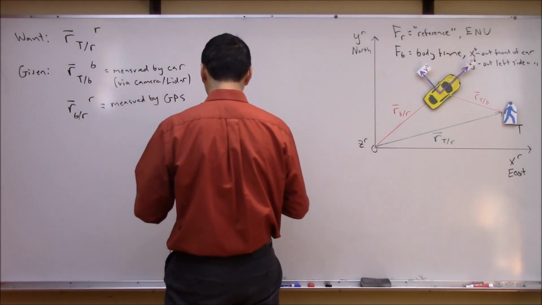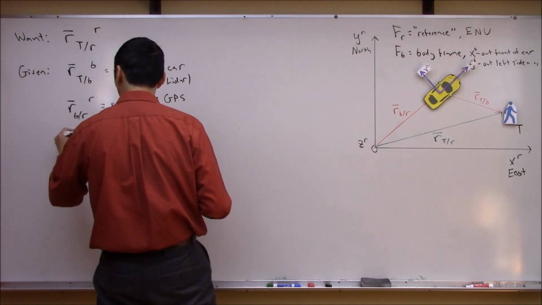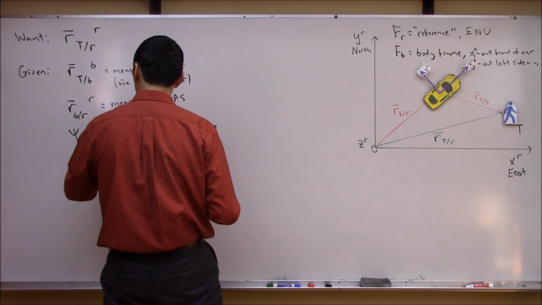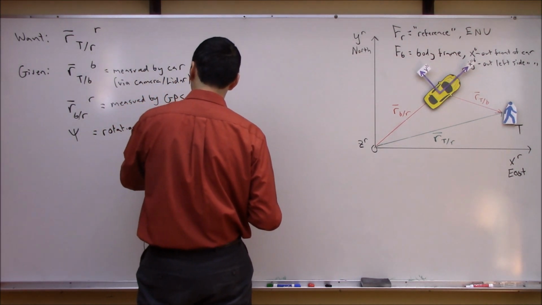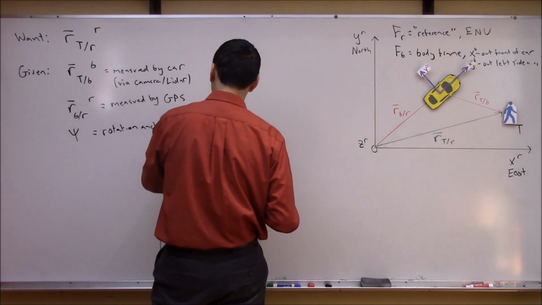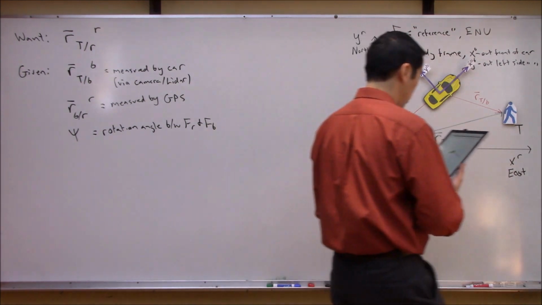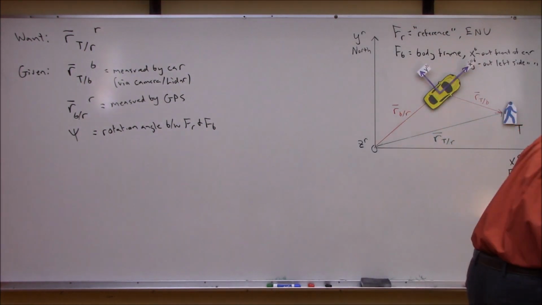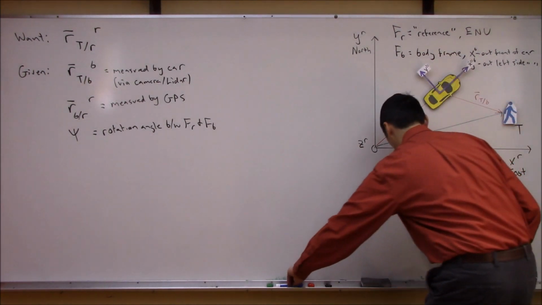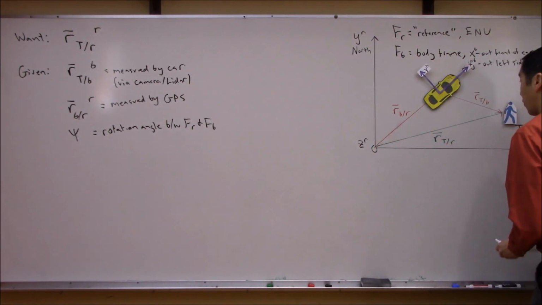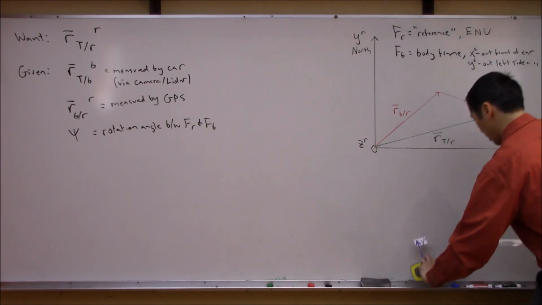And then lastly, the last thing that we will also need to know is this angle psi, right? Which is the rotation angle between F_R and F_B. Okay, so maybe what we should do is draw that on our picture here. And this angle, if you look at it long enough, let me go ahead and draw one more small intermediate frame. So I'm going to pop the vehicle off for a second.